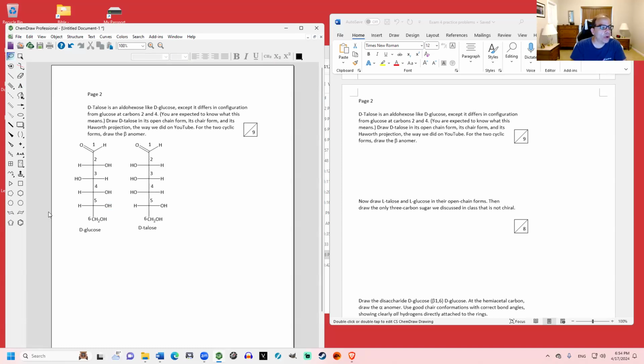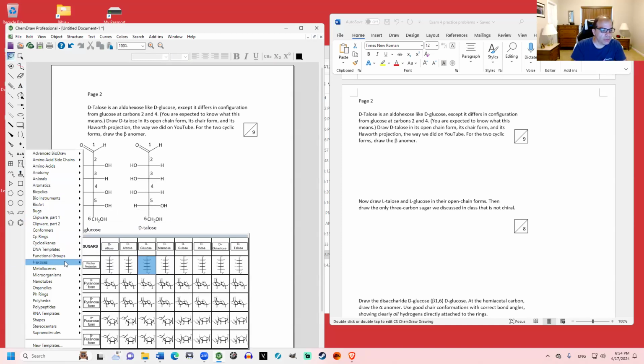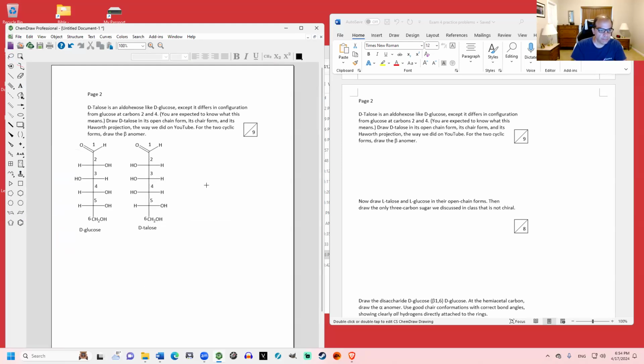And in order to draw the chair form, let's first look at glucose. Oh my, isn't that beautiful? They even bolded the bonds that are in front.